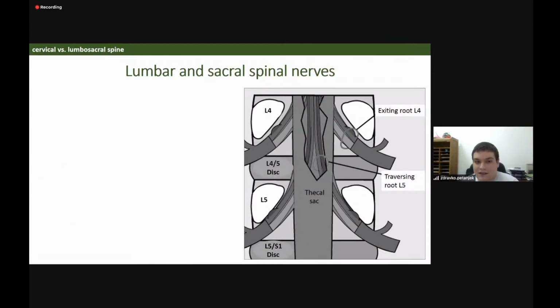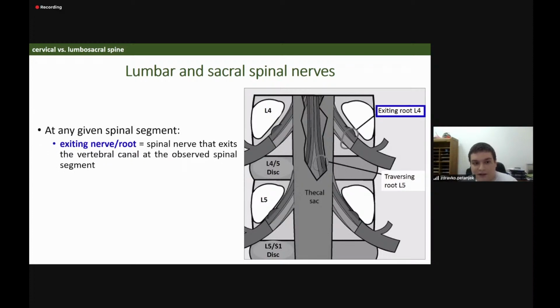This has some consequences which are important for intervertebral disc herniation in the lumbar and sacral spine. The consequence is that while we also in the lumbar and sacral spine have something we call exiting nerves, which at any given spinal segment is the spinal nerve that exits the vertebral canal at the observed segment. So, for example, the L4 nerve or L4 spinal root, here depicted on the picture, exits the vertebral canal beneath the L4 vertebra.